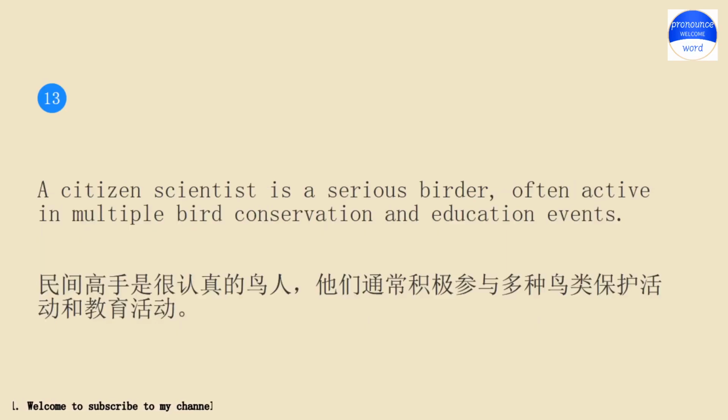A citizen scientist is a serious birder, often active in multiple bird conservation and education events.